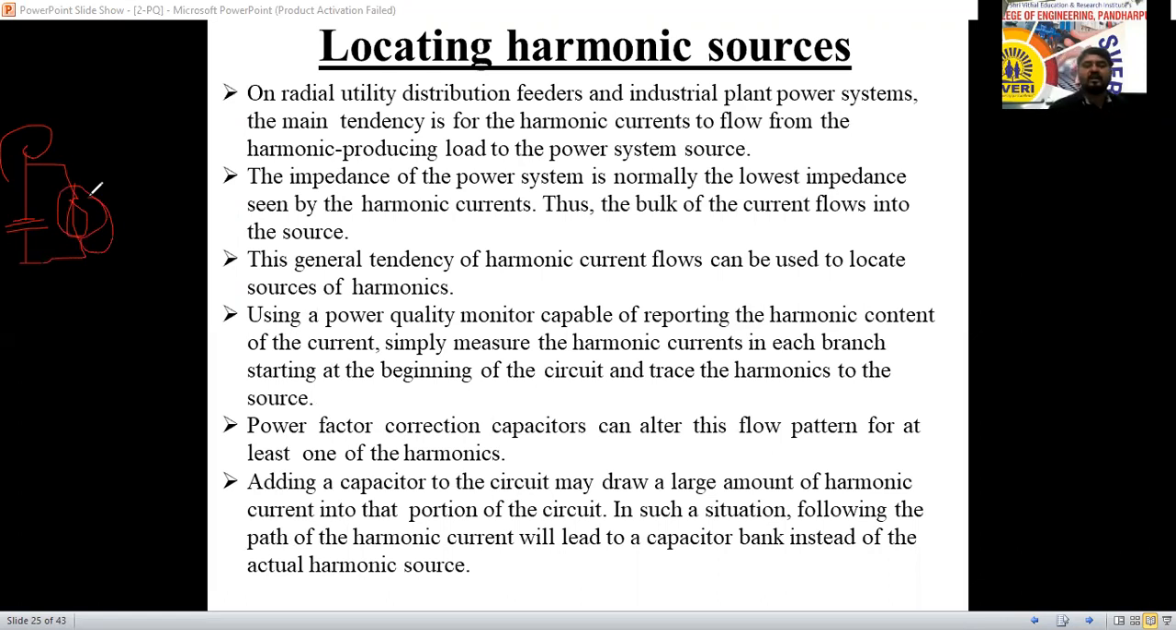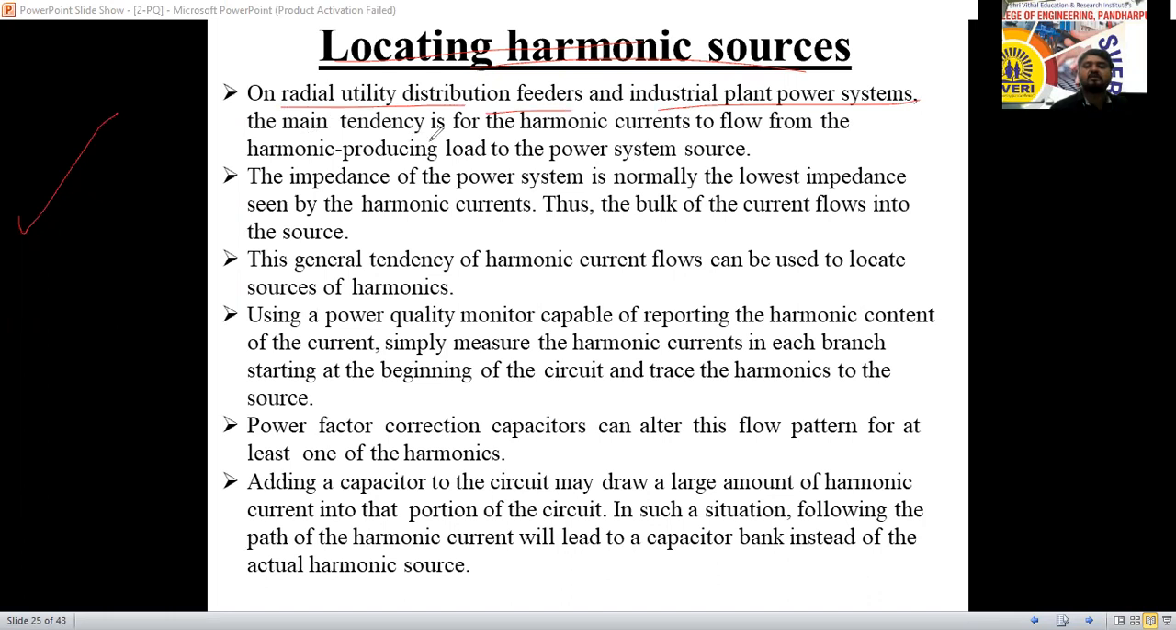We have to check all the things here. By checking this and doing the measurement, we can identify the location of the harmonic sources. Radial utility distribution feeders, we are going to consider the feeders, industrial plant power systems.